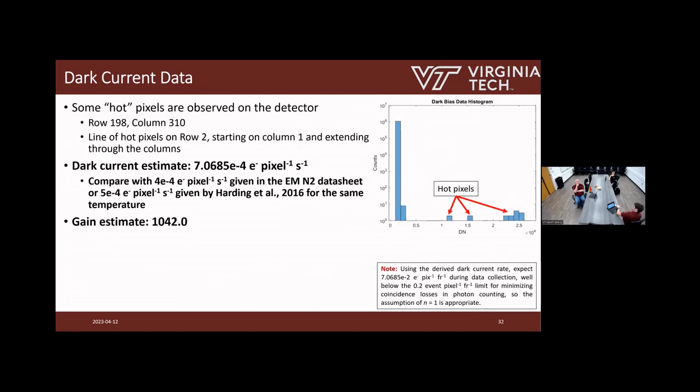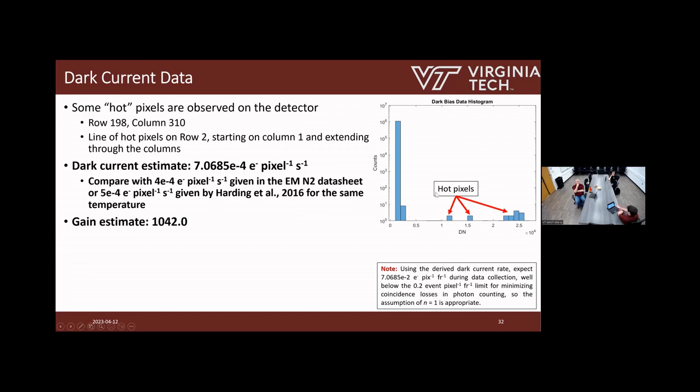And the number that we come back with should be representative primarily of the dark current. So we can see the dark current estimate that we're coming up with is about 7 times 10 to the negative 4 electrons per pixel per second. And again, that compares somewhat favorably to what was given in the data sheet, as well as what was measured for other EMCCDs of the same type.